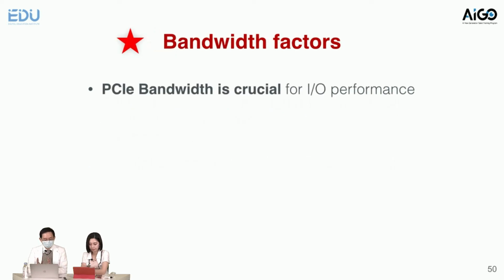And we are talking about the bandwidth factor. In most platforms, we use a PCIe slot to insert our GPU into. And the PCIe bandwidth is crucial. For example, if we adjust the PCIe bandwidth from 16 gigabytes per second to 4 gigabytes per second, the performance will drop about 40 or 50%. So PCIe bandwidth has a really large impact.